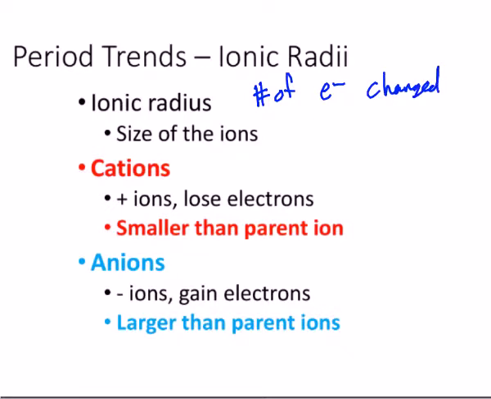Okay? So, a couple things. Just memorize them. Cations, they are the positive ones. Remember, they've got that positive T there that looks like a plus sign. Positive ions, guys, they lose electrons. Therefore, they're going to be smaller than their parent ion. Anions gain electrons. Negative ions, they are larger than their parent ions.